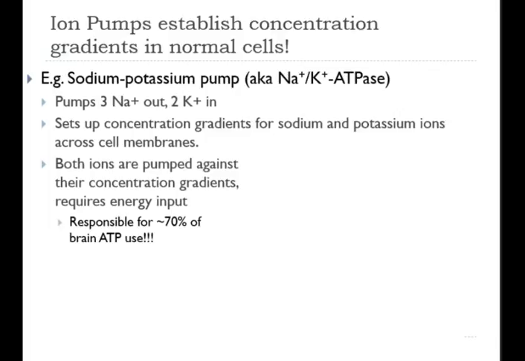If you're using 70% of your brain's energy, and we said the brain is like 10 times as metabolically active as most other tissues, and 70% of that metabolism is used to pump sodium and potassium, that certainly indicates that these ion concentration gradients, high potassium inside and high sodium outside, must be really important in driving the function and activities of neurons.